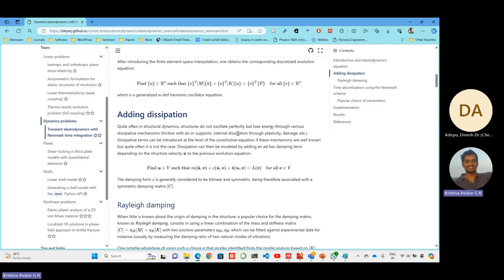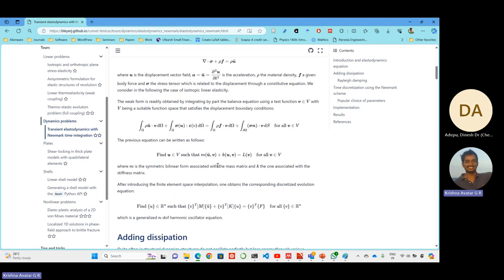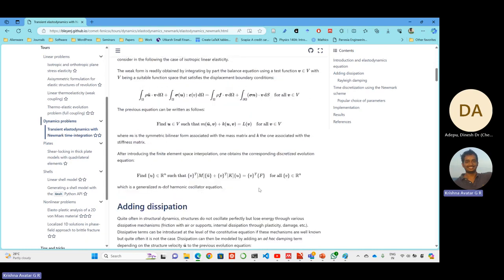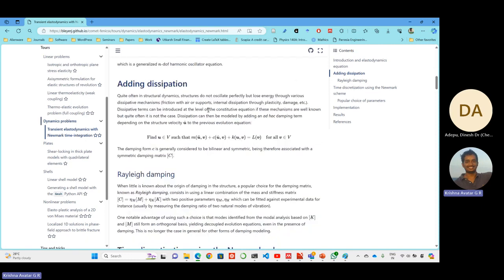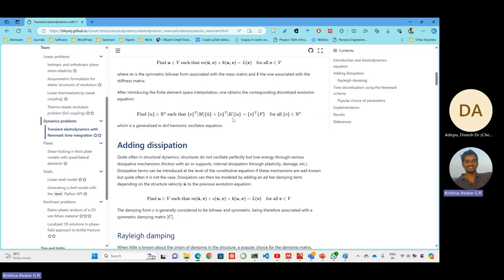But in this case FEniCS handles the conversion of the bilinear form into the equivalent matrix representation internally, so we don't need to worry about those details. Although we have certain functions with which we can extract the mass matrix, the stiffness matrix, and the force vector from our bilinear form. The function is known as create matrix. By that we can extract the required quantities from our bilinear form.